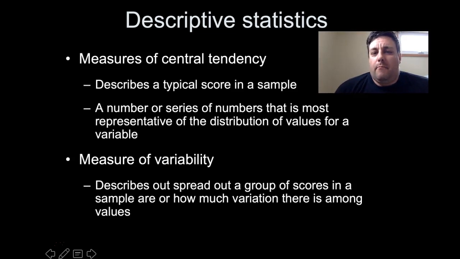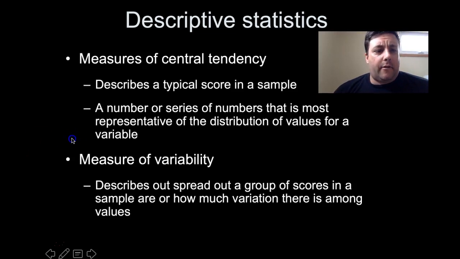It's sort of those numbers that are most representative of the distribution of values over a given variable. Measures of variability, which are also sort of included in descriptive statistics, simply tell us how much a variable is spread out from that typical score. So things like a standard deviation would be a measure of variability, and a standard deviation simply tells us how far apart scores are from a mean.